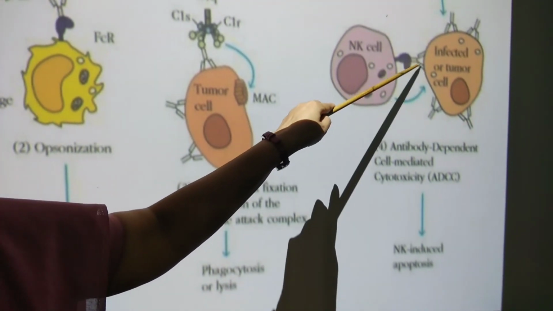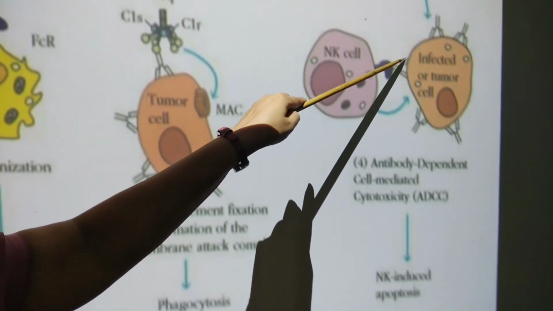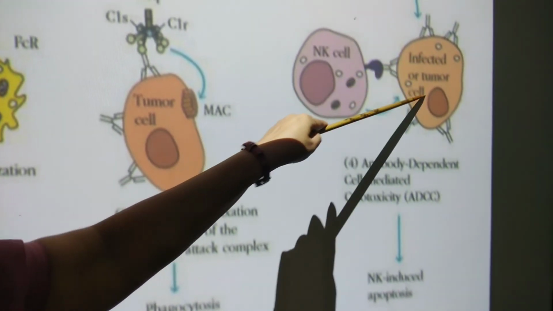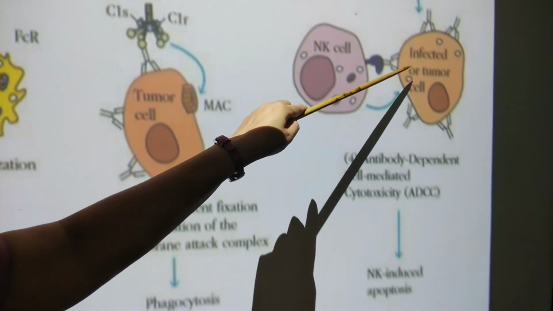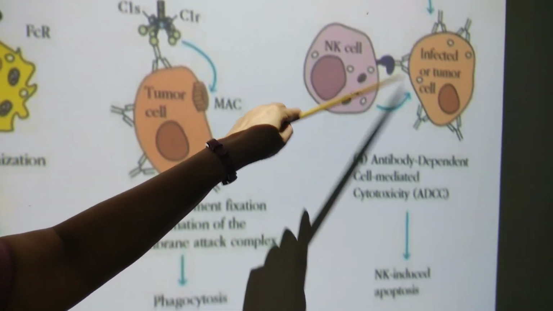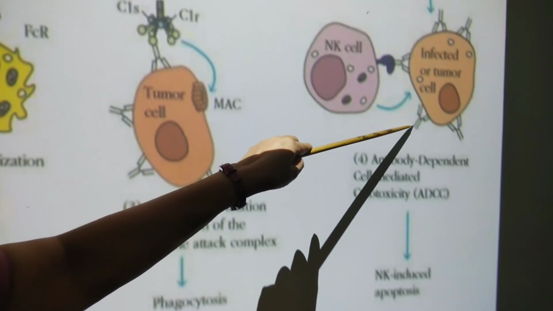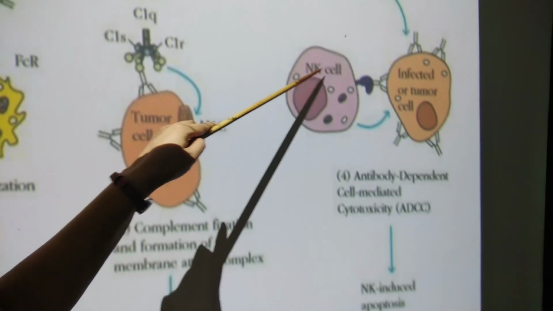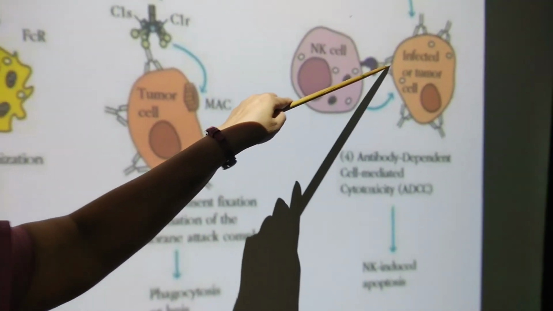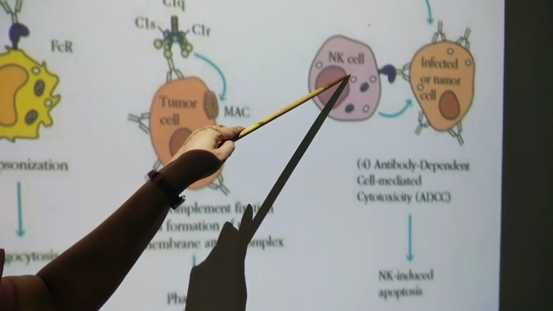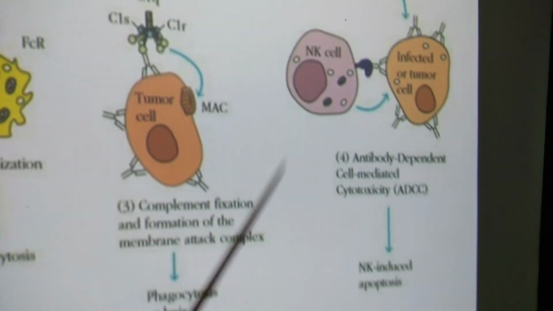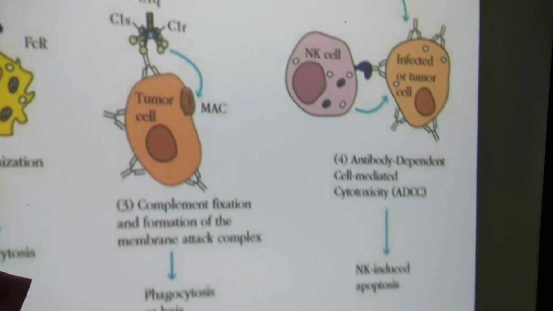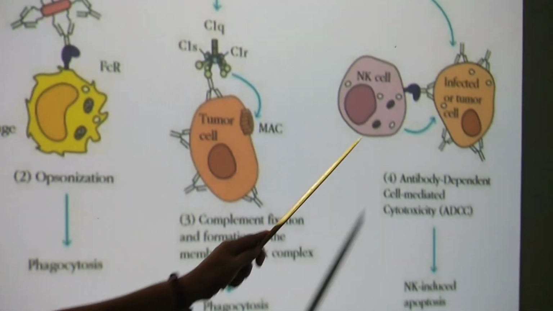So this is the infected cell, and antibody is produced against it. With its antigen binding site, it has bound to this cell, and now the Fc portion of this antibody is free. With this site, there are Fc receptors on the NK cell, that is the natural killer cell. So the antibody binds to this cell as well as the NK cell. This brings the NK cell closer to the infected cell or the tumor cell which has to be destroyed. And this is the role the antibody plays.